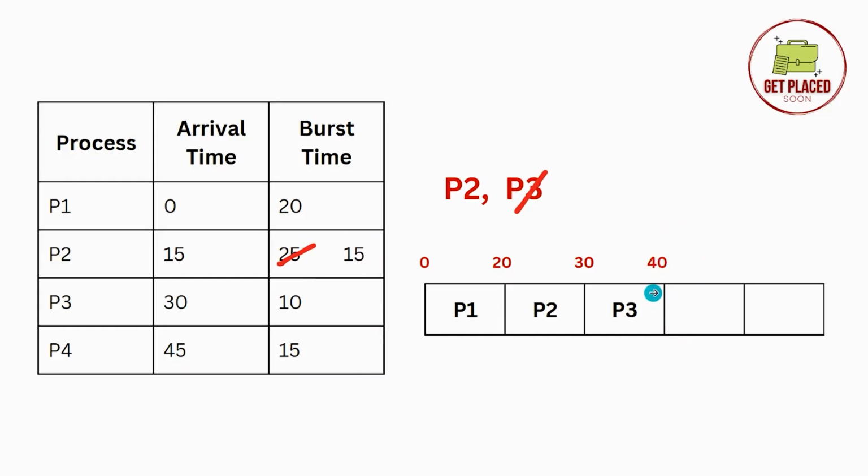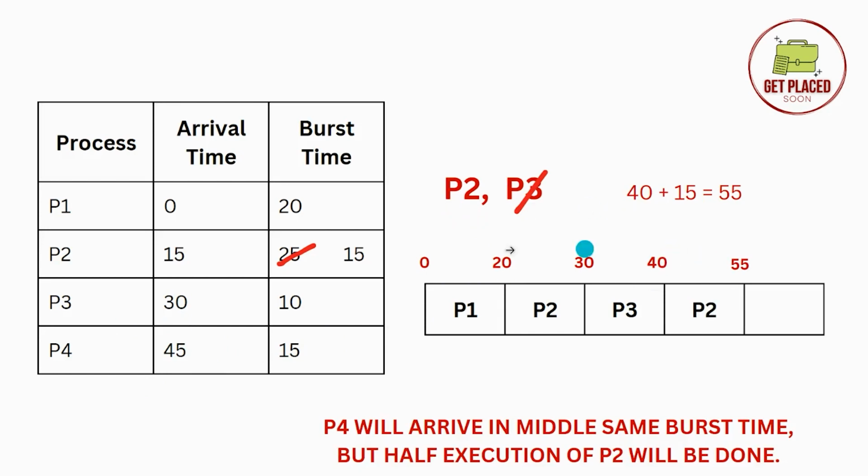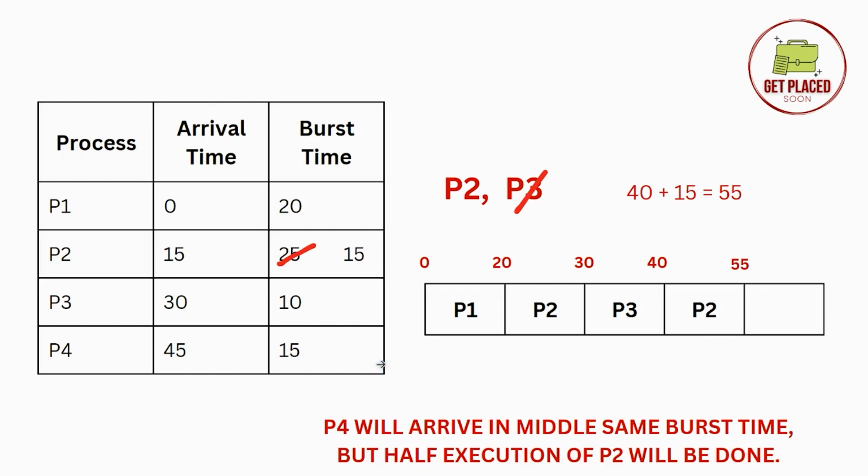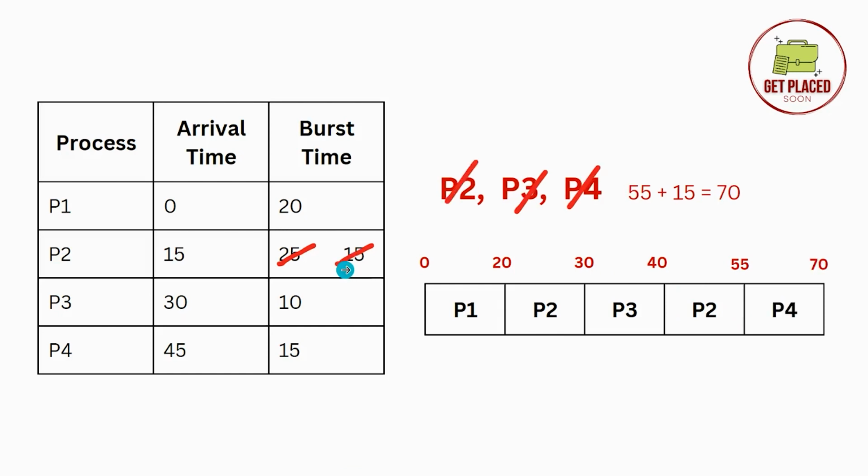Now the time is 40 and P4 will arrive at 45. So by this time we can complete P2. 40 plus 15 units of P2 is equal to 55. P4 arrives at 45 with the same burst time as the remaining P2, but by the time P4 arrives, a part of P2 will be done, so P2 will continue. When two processes have the same burst time, we use first come first serve. So 40 plus 15 is equal to 55, and we'll complete the 15 units of P2.